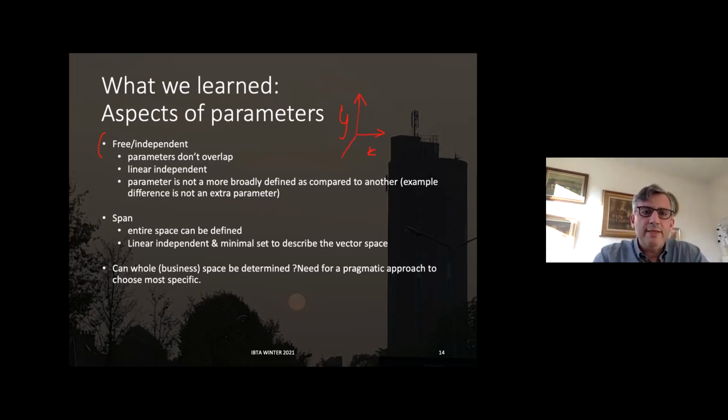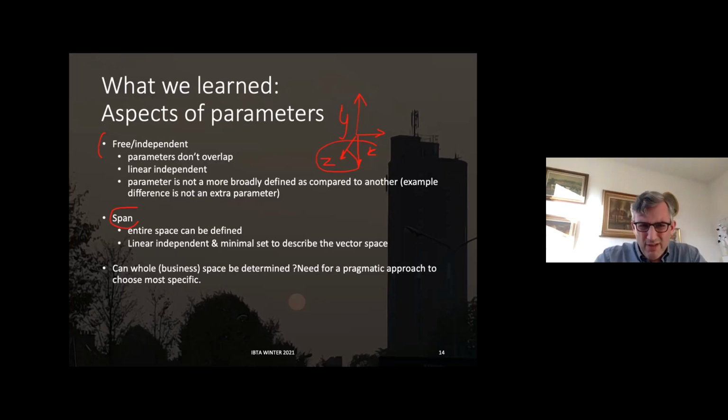So you could define the upwards axis called Z, and then you would have a 3-dimensional space definition, which is great. So these are all free. You don't want a W, because W would give you a linear combination of the other ones. But of course, if you didn't come up with the idea of Z, then you would be missing a parameter. So this is a span. You want to create the largest span possible. So these ways of thinking, we started applying to the attribute or parameter models.